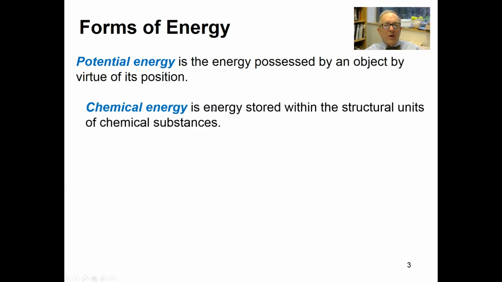Potential energy is energy possessed by an object by virtue of its position. So one form of potential energy is when you have an object that's been raised to where it's further away from the center of the Earth. It's got a greater potential energy due to gravity than something that's closer to the Earth. But for chemists, we're really concerned about potential energy that's stored within molecules. Chemical energy is stored within the structural units of chemical substances.